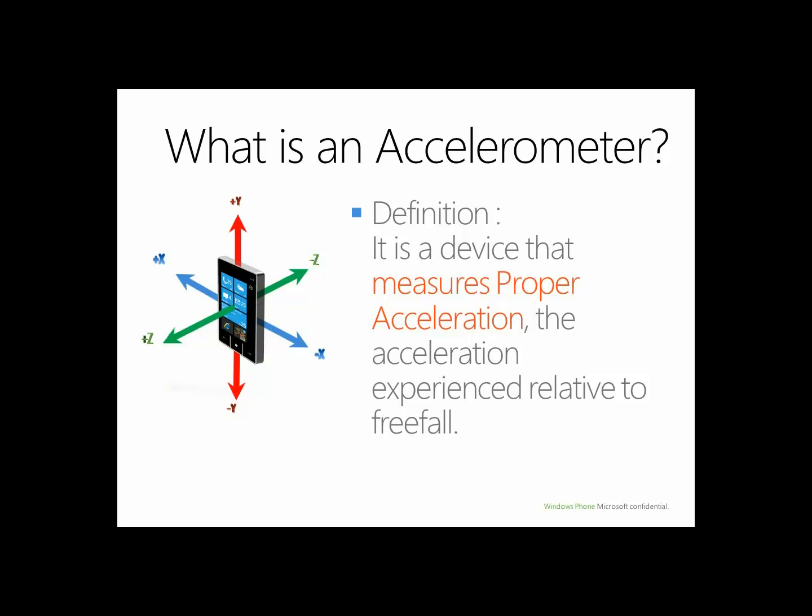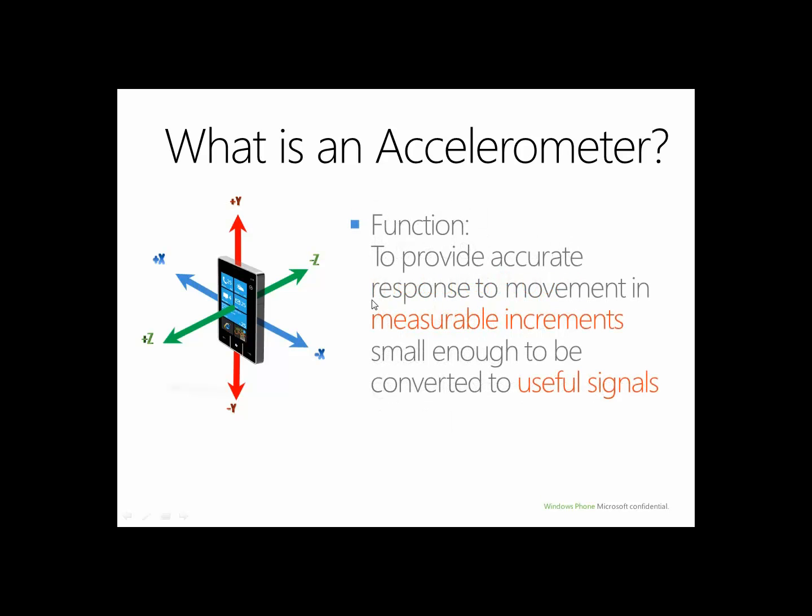So first of all, an accelerometer measures proper acceleration, which is relative to free fall. What that means is you need to be able to provide accurate responses to measurable increments of movement with the phone. So you need to be able to determine whether it's slightly moving right to left, or shaking right and left, or front and back, or you're turning in a circle, and you need to be able to convert those into useful signals for your application.